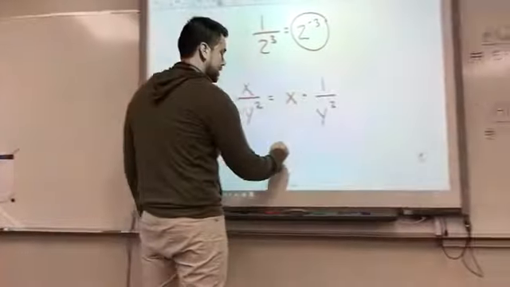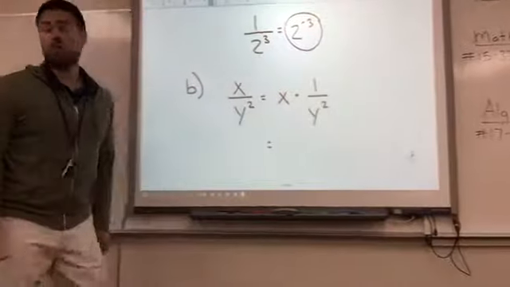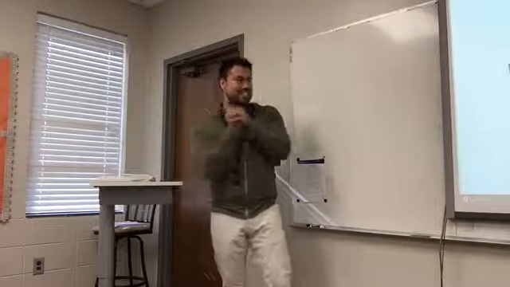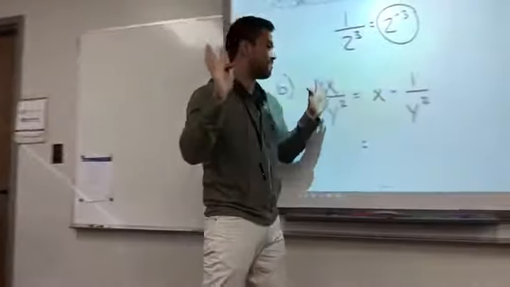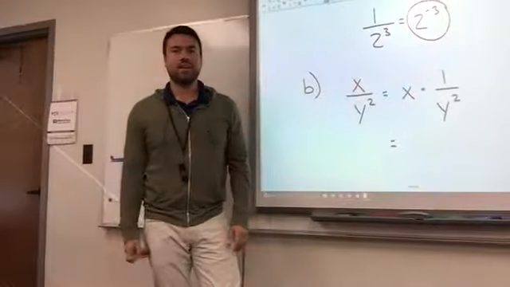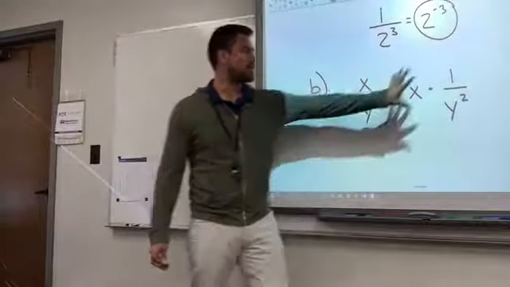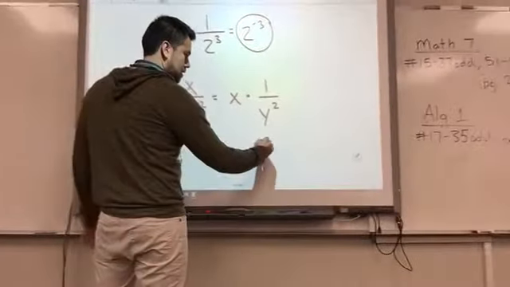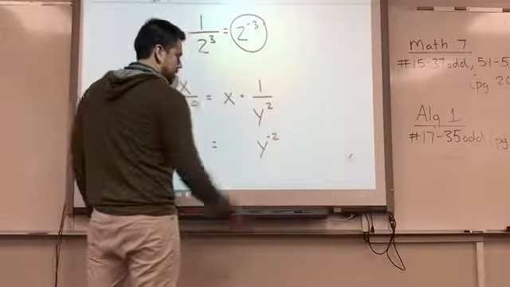How can I write x with a negative exponent? Oh, and actually, let me make sure I get this. I don't like this. But anyway, how do I make y to the second a negative exponent? So how do I get this second part negative exponent? Josie? Y to the negative second.